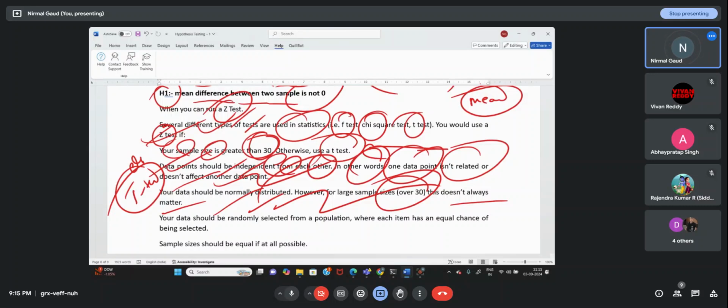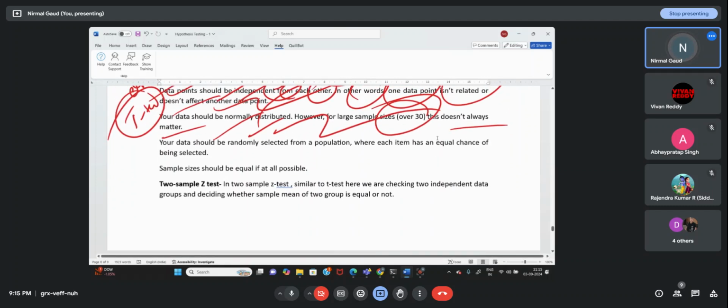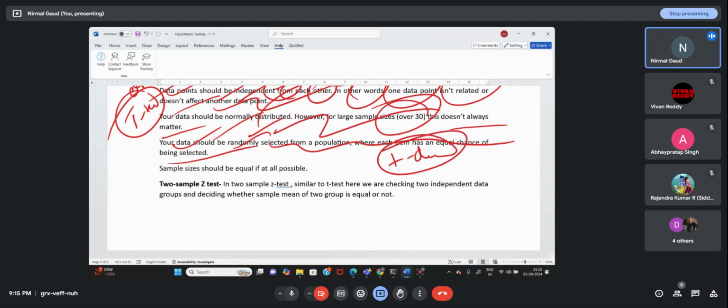Just check the mean. And the distribution should be normal. For the sample, if it is less than 30, then it should be T distribution. If it is more than 30, then it should be normal distribution.